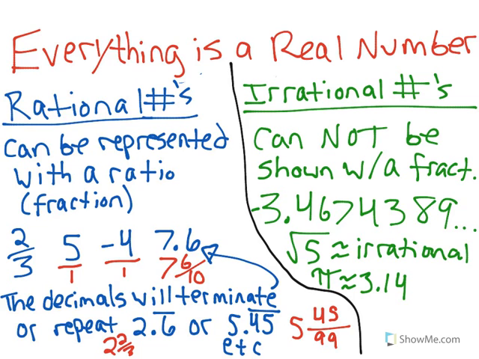So because of that, all the different types of numbers we talk about, they all fall under the umbrella of rational numbers. Well, everything's a real number, but within that category, everything is a rational number. Things like integers, whole numbers, natural numbers, things like that. All those things are going to be rational numbers. Now I'm going to give you a few examples of those.